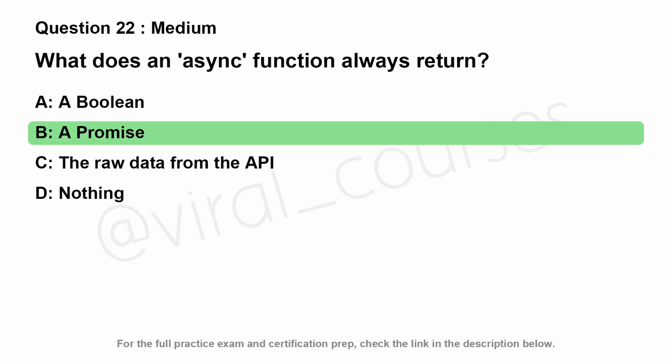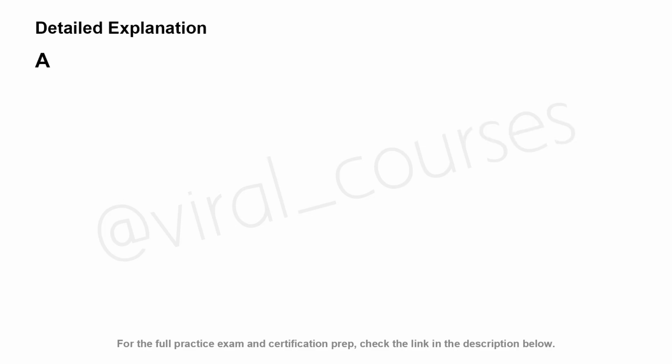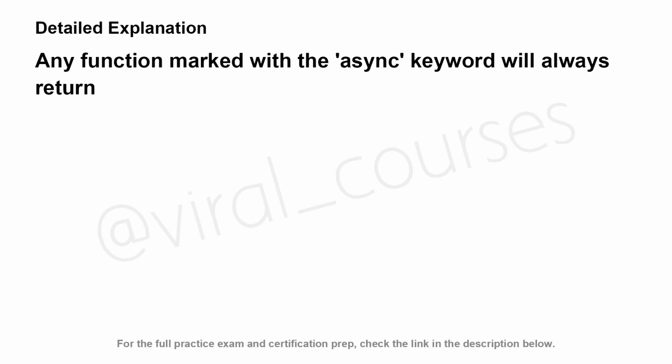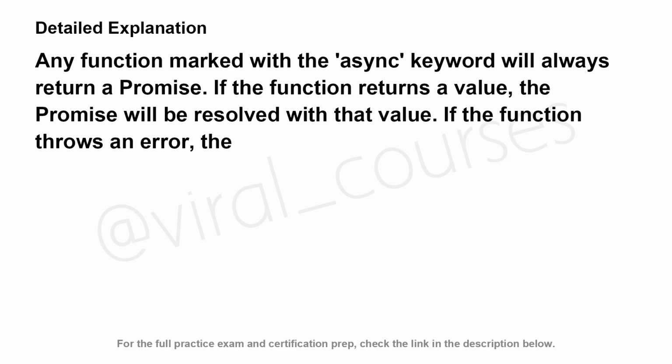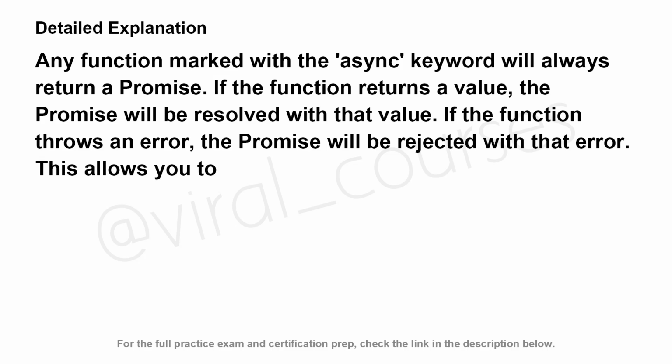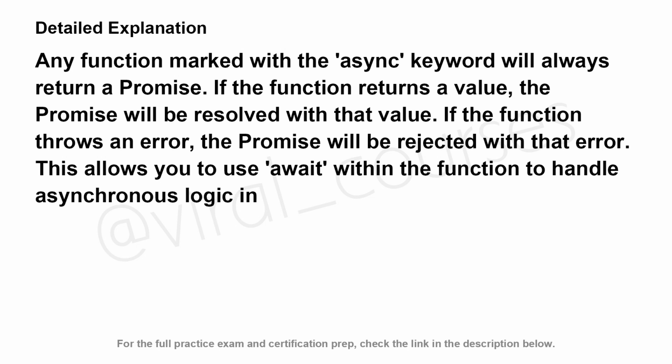The correct answer is B. Any function marked with the async keyword will always return a promise. If the function returns a value, the promise will be resolved with that value. If the function throws an error, the promise will be rejected with that error. This allows you to use await within the function to handle asynchronous logic in a synchronous looking style.